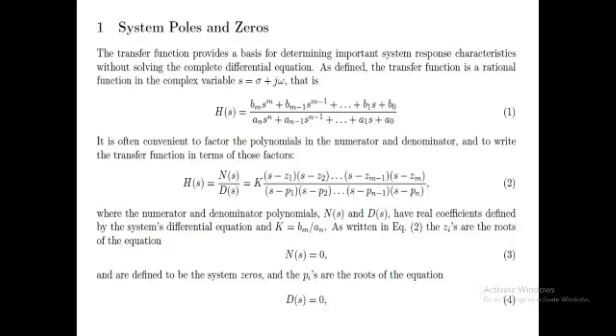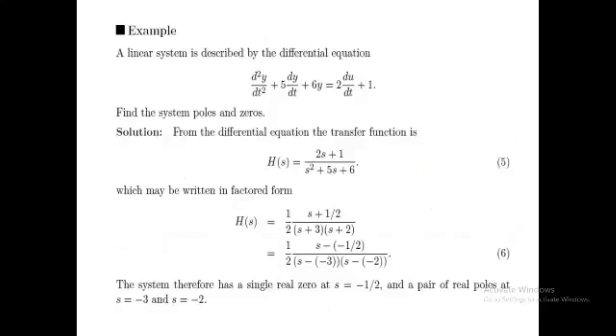Now, we are moving towards the examples based on transfer function. So, we consider one equation, that is, a linear system is described by the differential equation, and this differential equation is noted as d square y upon dt square plus 5 dy by dt plus 6y is equal to 2 dy by dt plus 1.